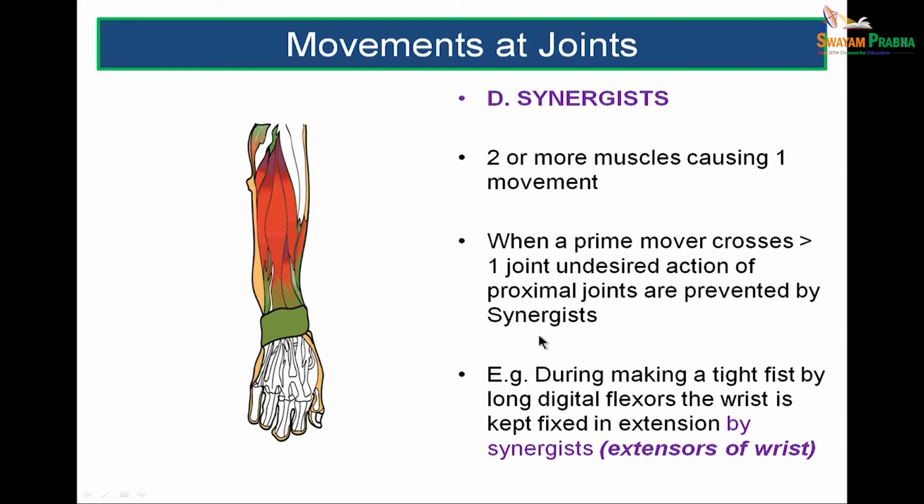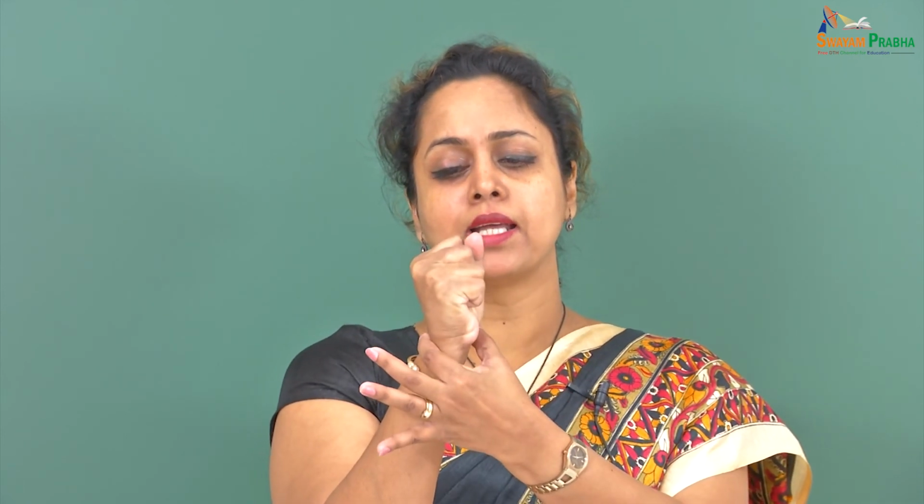Like for example, you want to make a fist. Now, when you want to make a tight fist, the wrist has to be slightly in extension. So, you have the prime movers being the flexors and the synergists being the extensors of the wrist joint to allow your fingers to clasp. So, the extensors of the wrist joint become the synergists in an action of making a fist, a tight fist.